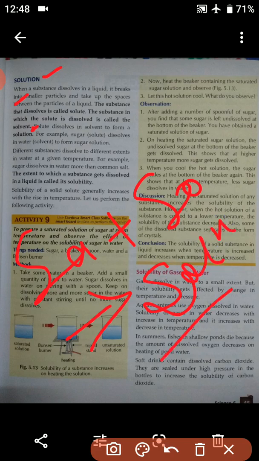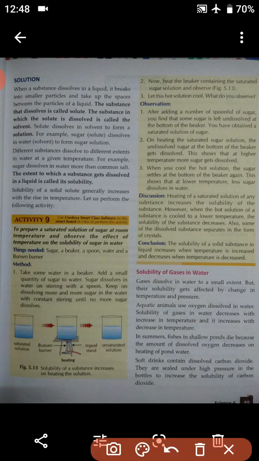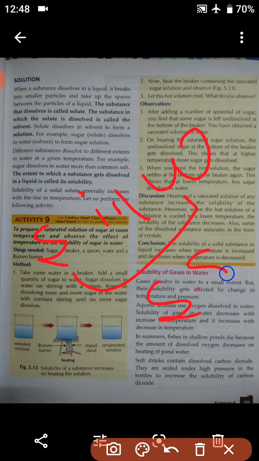Okay, students. For example, sugar is a solute. It dissolves in water, that is the solvent, and these two will form a sugar solution. So at first sugar will dissolve in water, that is the solvent, and these two will form a sugar solution.